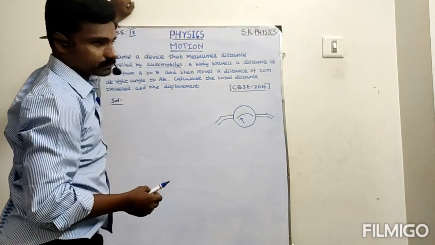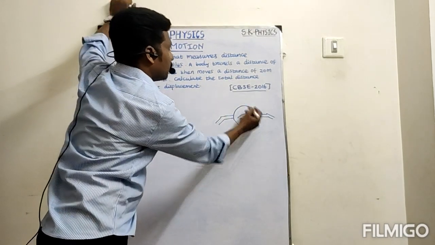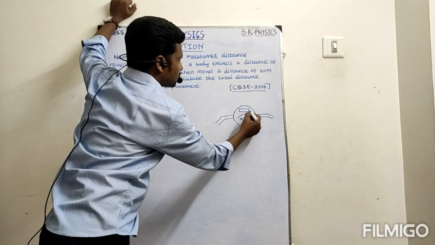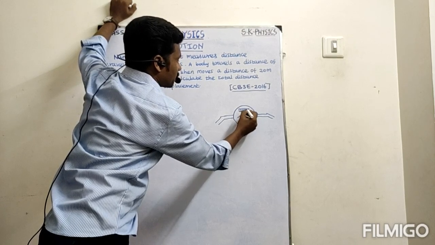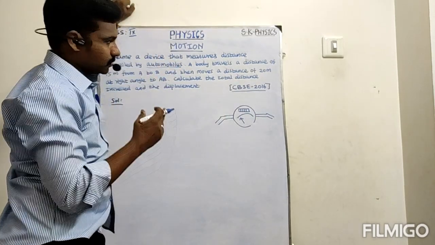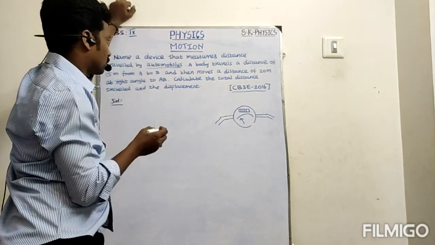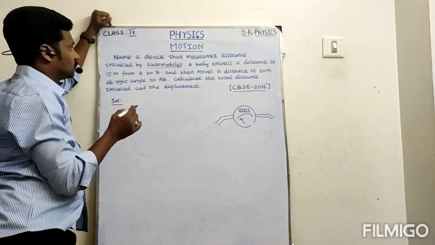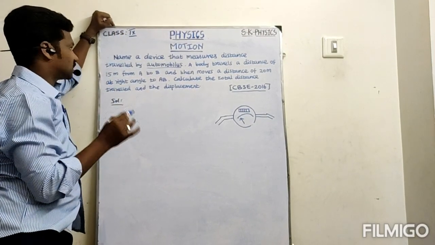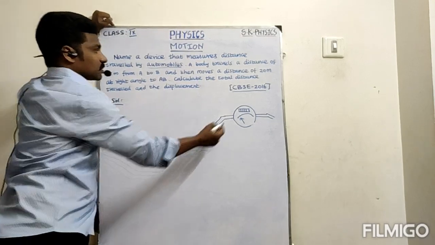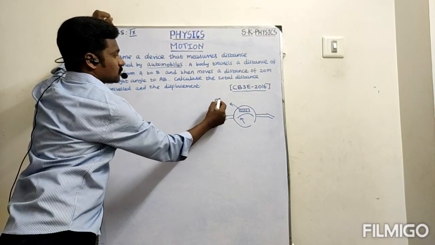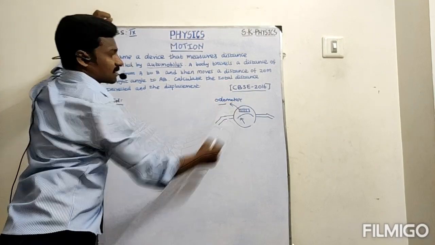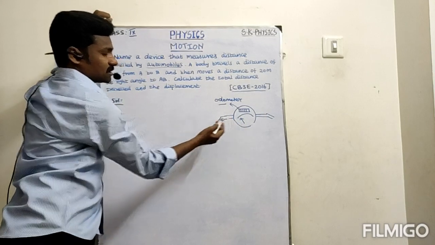This is the speedometer. But above the speedometer, if you observe, some digit numbers are there, and it will be rolling. So that is known as the odometer. So the name of the device that measures the distance traveled by automobiles is the odometer. That is the answer. But this needle is the speedometer.